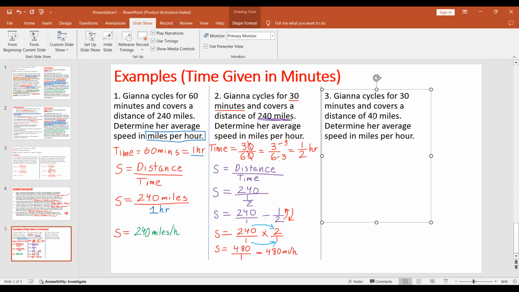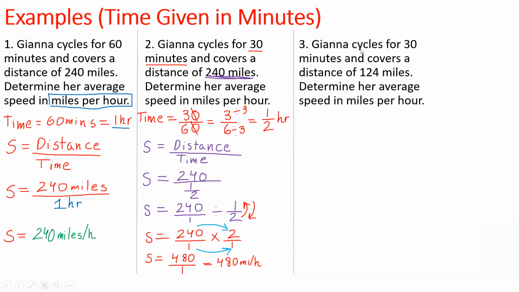So let's say she travels for 124 miles. Determine the average speed. Okay, so Gianna cycles for 30 minutes and covers a distance of 124 miles. Determine the average speed in miles per hour. What's the first thing that we're going to do? We have to convert minutes into hours. Very good, convert minutes into hours.